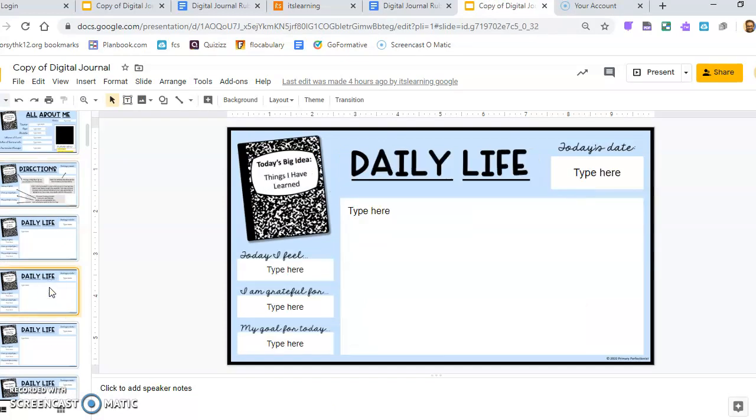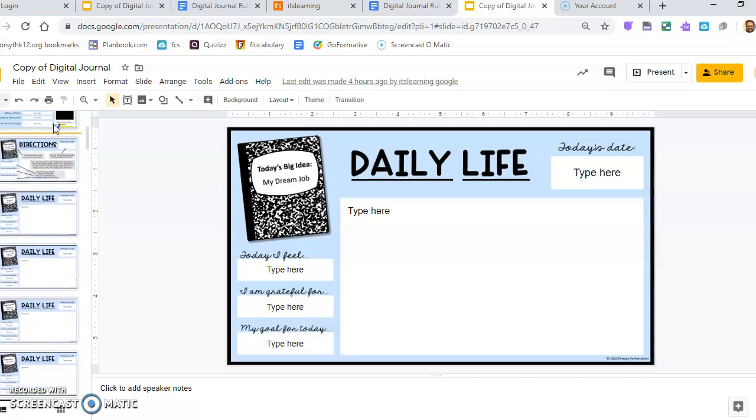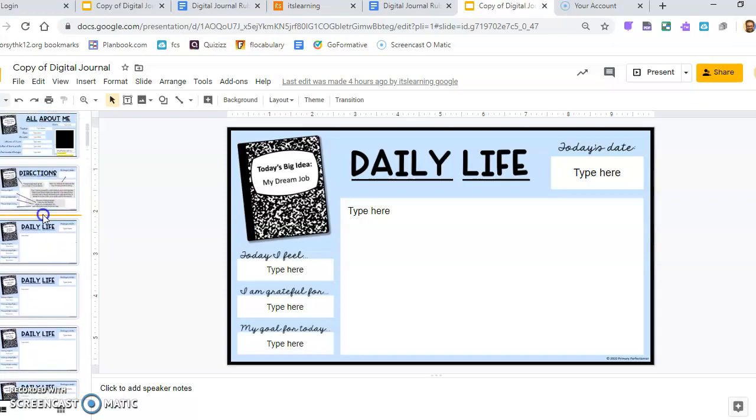Now, here's the other thing. If you are not going in order, which you don't have to, and say you choose right here, number 10, my dream job, and that's the first one you want to do, you can type today's date, and then you can go here and bring this slide up to the top. Not necessarily above these first 3 introduction slides, but to the top. Now we have my dream job as the 5th slide after the intro ones, and I have the date.